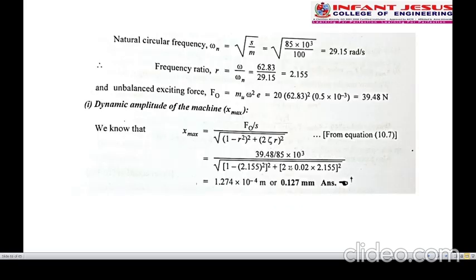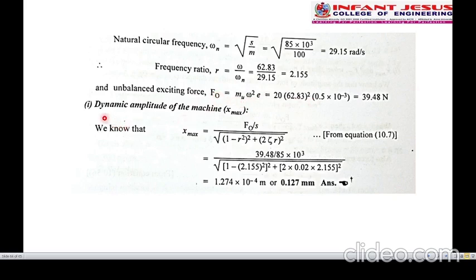Next, after finding omega, find omega n. So omega n is root of s by m. If the spring stiffness is given, then the natural frequency can be calculated by this formula, root of s by m. So find this much. So r is omega by omega n. Then F naught equal to m u omega square e. From the derivation we know this part. Every value is given, so you can find F naught.